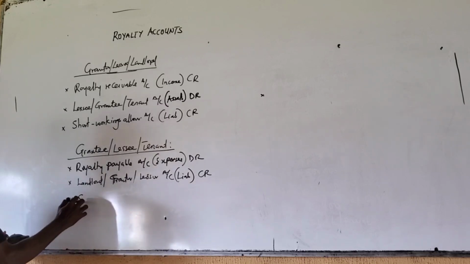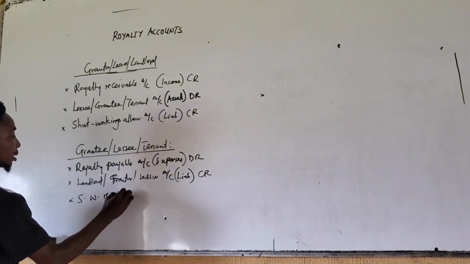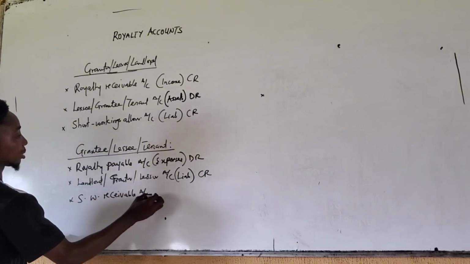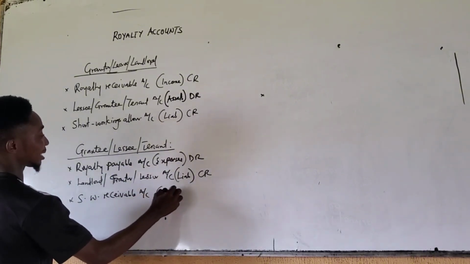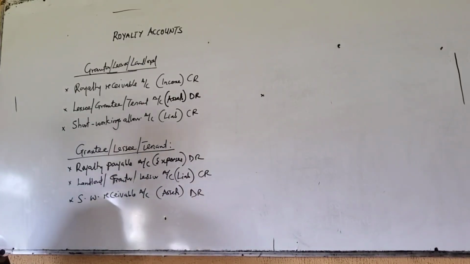Then lastly, short workings receivable account. This is an asset account and it has a debit balance. Now we'll consider a practical question.